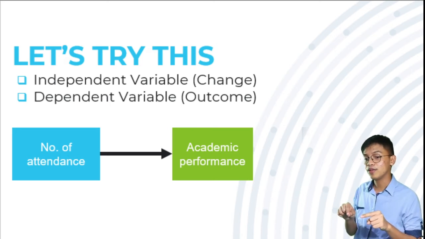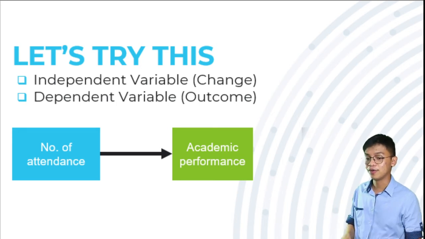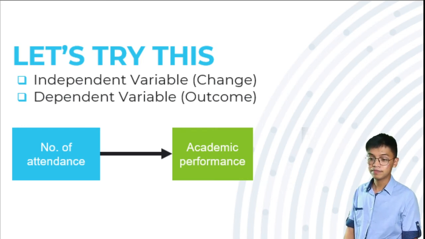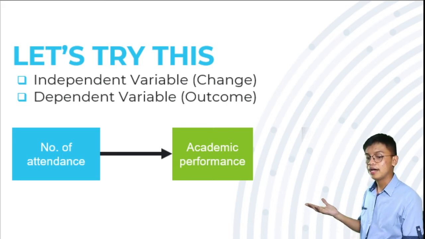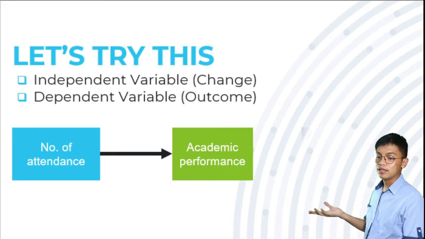So the next one is your dependent variable. This variable is affected by the change that happened in your independent variable. This is why dependent variable is sometimes called outcome variable. Again, dependent variable is affected by the change that happened with the independent variable. Let's try to figure out what kind of variables are these two.